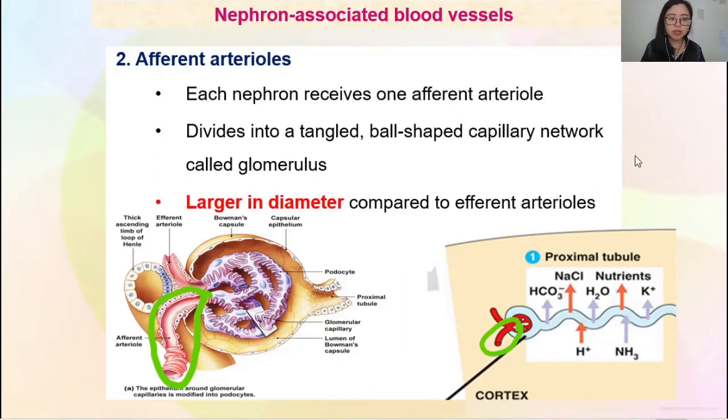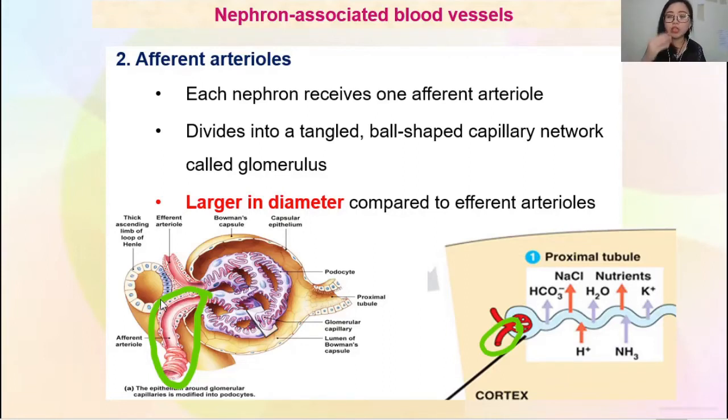Second blood vessel that is associated with nephrons is the afferent arterioles. You will have one for each nephron. Each nephron receives one afferent arteriole, and it divides into tangled ball-shaped capillary network called glomerulus. It is larger in diameter compared to efferent arterioles. So ini adalah saluran darah yang masuk, yang saya highlight dengan warna hijau ni. Dia akan masuk, dia berpecah menjadi glomerulus. Lepas tu dari glomerulus dia akan keluar dari tube lain.